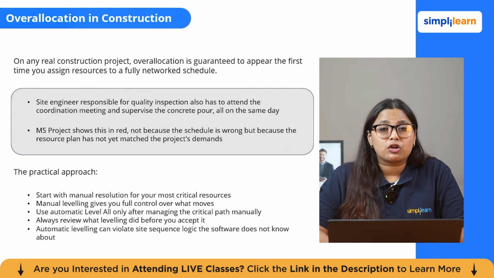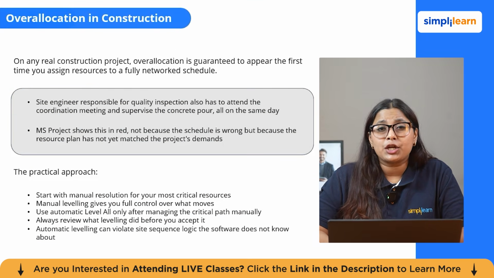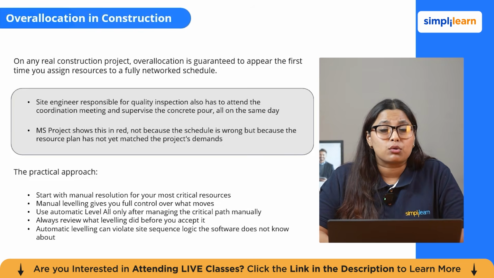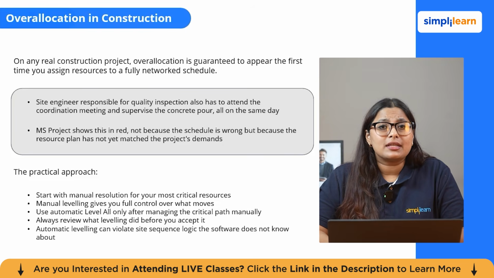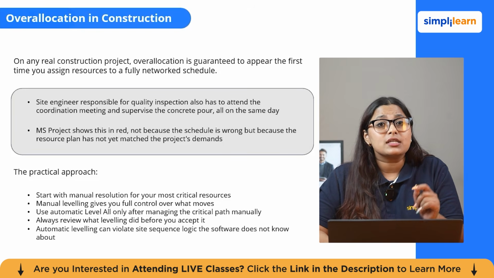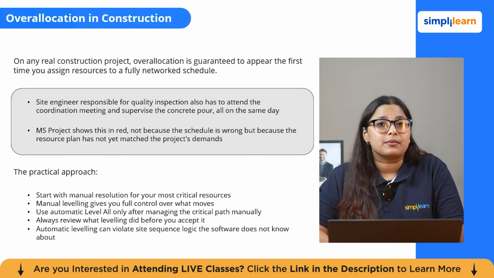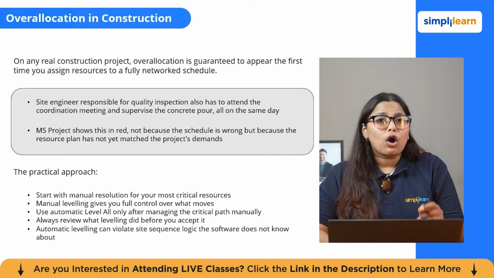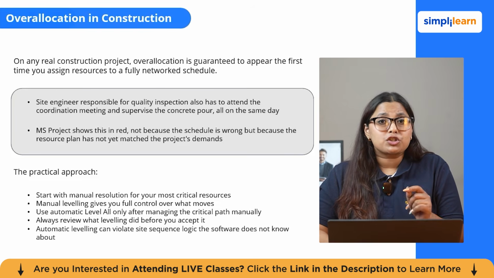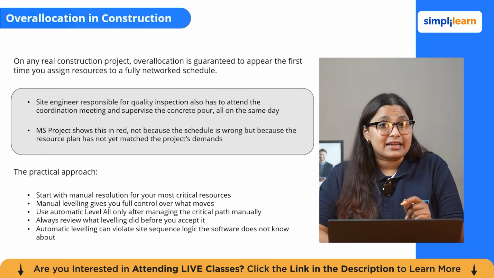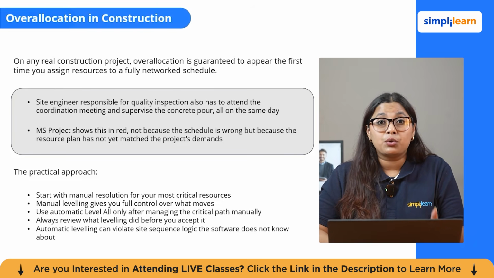On any real construction project, over-allocation is guaranteed to appear the first time you assign the resources to a fully networked schedule. The site engineer who is responsible for the quality inspection also has to attend the subcontractor coordination meeting and supervise the concrete pour, all on the same day. MS Project shows this conflict in red. It is not telling you that you have scheduled it in the wrong way. It is telling you that your resource plan cannot be met right now.